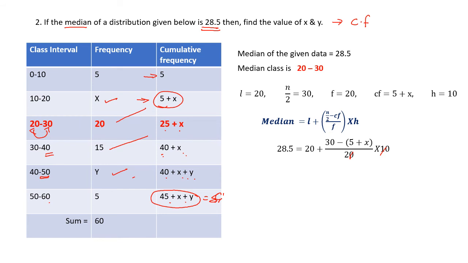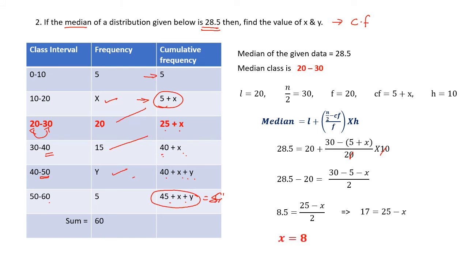So the 0, 0 here will cancel. We are left with 28.5, 20 comes here, so minus 20. So 30 minus 5 minus x upon 2. So here 8.5 equals 25 minus x upon 2. That is 17 equal to 25 minus x, therefore x equal to 8.